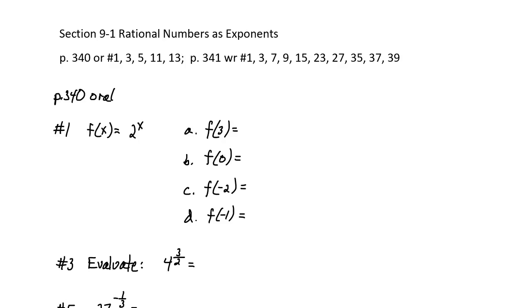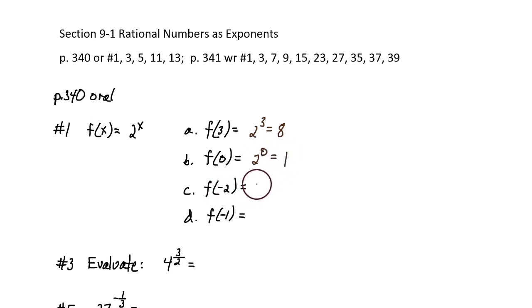Number 1, if f of x is equal to 2 to the x power, evaluate f for these different x values. So input 3 where x is. We get 2 to the third power, that's equal to 8. Now input 0 where x is. 2 to the 0 power, that's equal to 1.